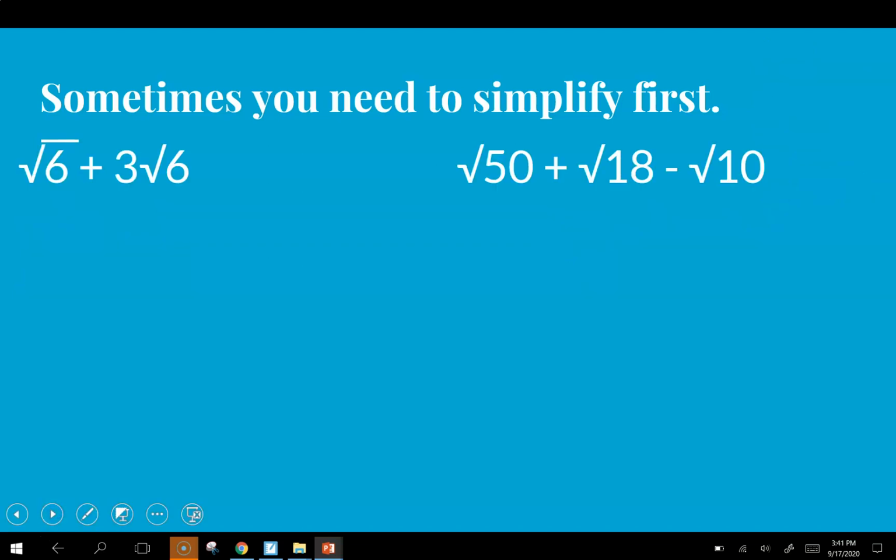All right, the square root of 6 plus 3 times the square root of 6. Well, they both have square root 6, right? Technically, there's a 1 right here. So 1 plus 3 gives me 4 square root 6. That was nice.